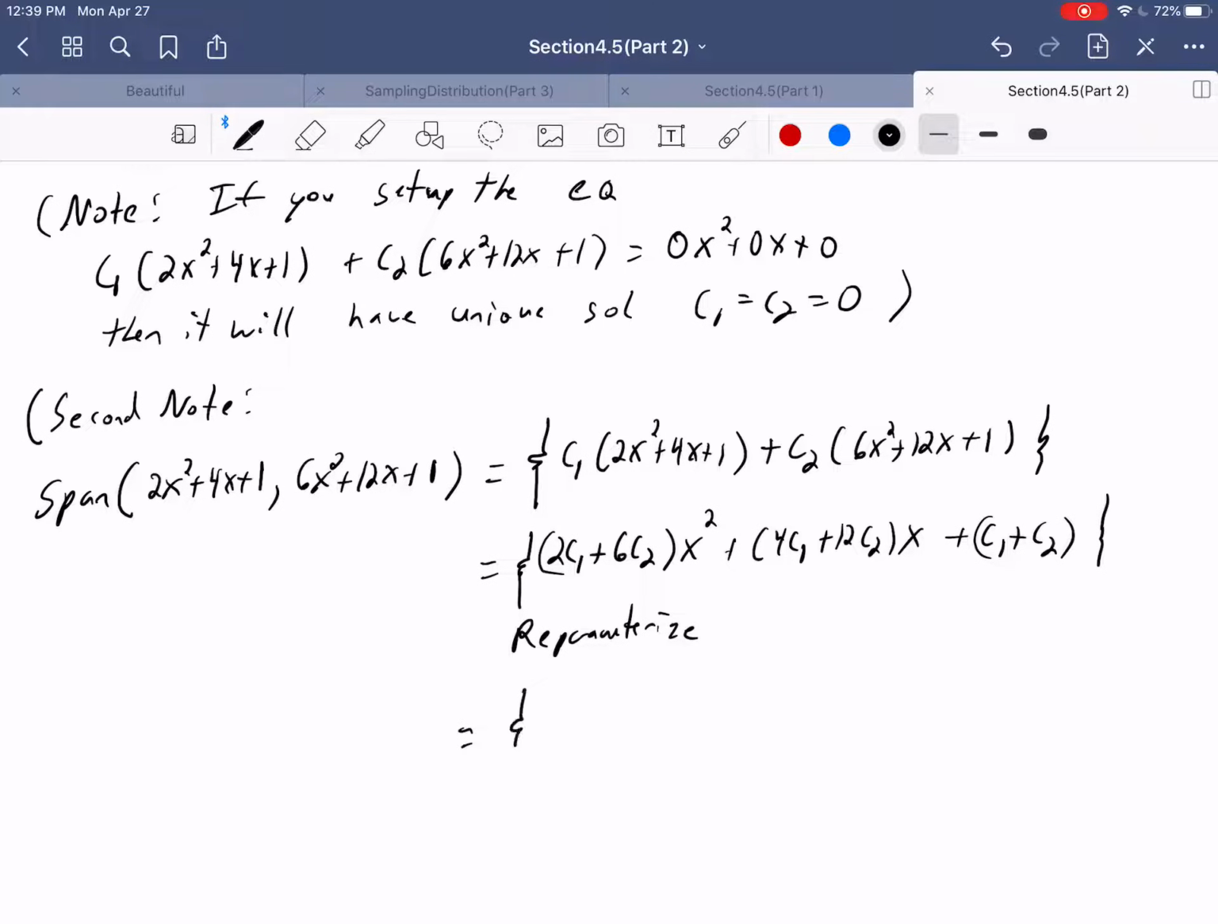Let's call this guy t, so we have tx². This guy then is automatically 2tx. And this, of course, c1 + c2, is not related to these. It's not just some multiple of that. So it would be some other parameter.